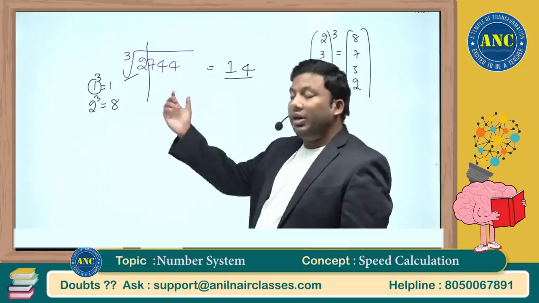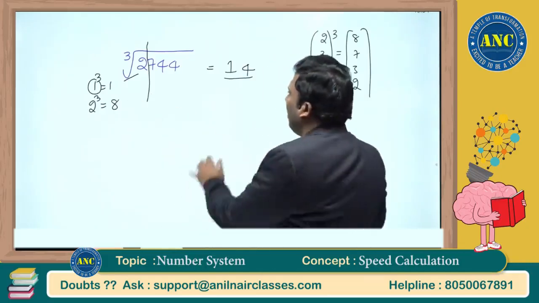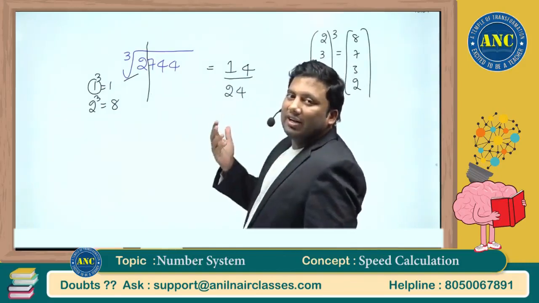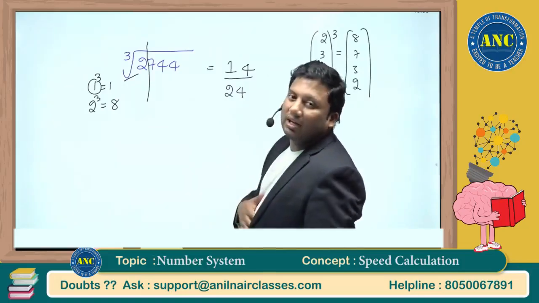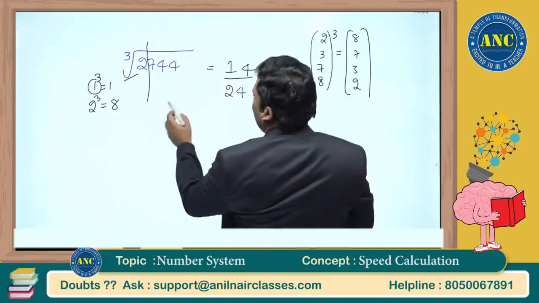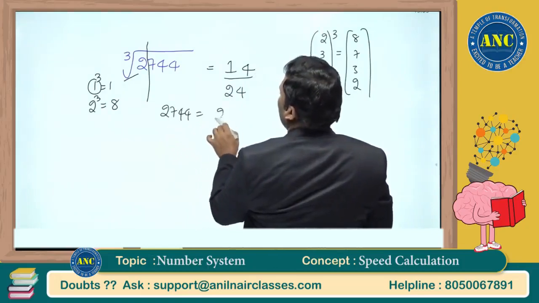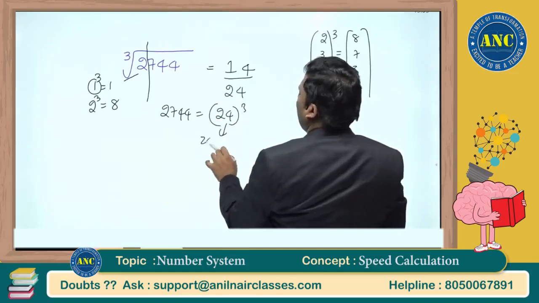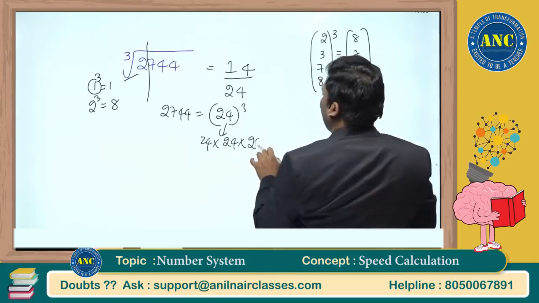Hey Anil sir, why did you take the smallest number? Suppose coincidentally I took it as 24. How to check and prove that 24 is incorrect? Cube it on both sides. 2744 is equivalent to 24 whole cube. 24 whole cube is 24 into 24 into 24.